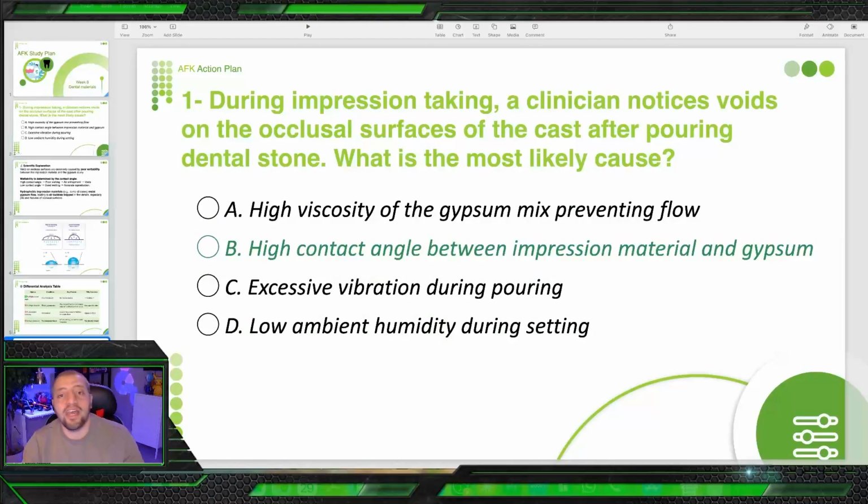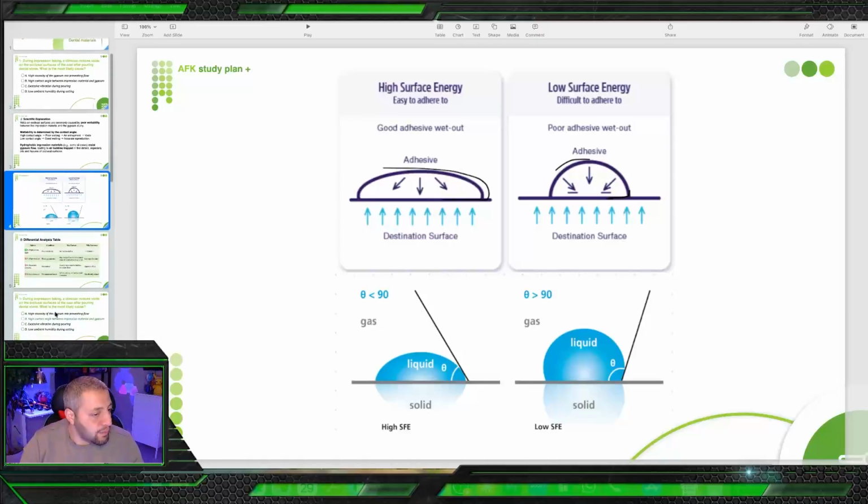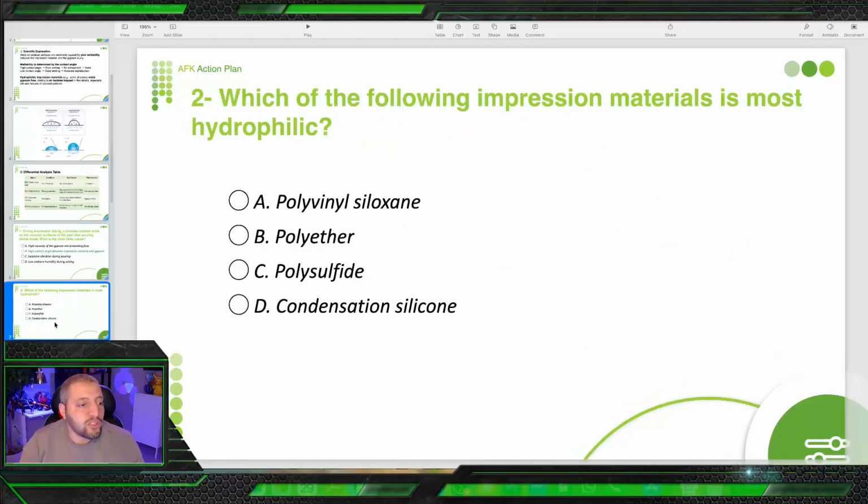The cast in total has porosity, so it's not very solid when you hold it in your hand. This is not directly related. Here in the question we have 1 point: cast after pouring with void on the occlusal surface. So the most likely reason is the high contact angle. This is very important for you to understand, because this will make your life easy when you go to understand the etch, the bond, and everything related to adhesion of the composite. Next question.